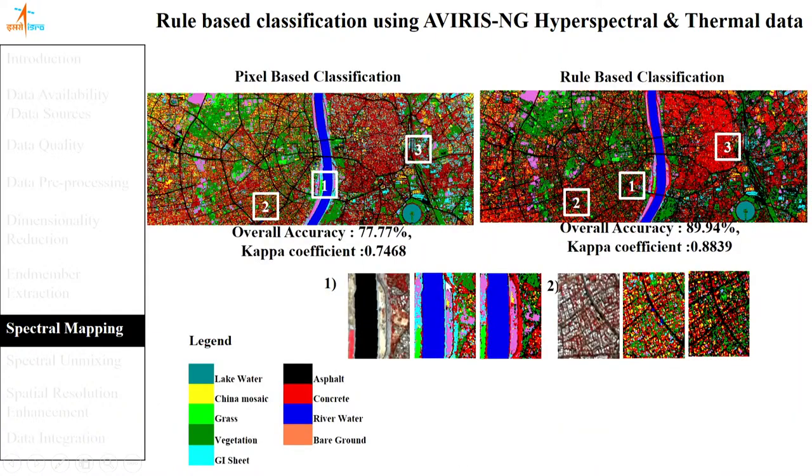How did the improvement happen? You can see this area is actually the Sabarmati river front. This was actually concrete, but it was going as GIC. When thermal data was included, it got improved. In this case, some of the pixels have water pixels coming in. This also further improved when thermal data was included.